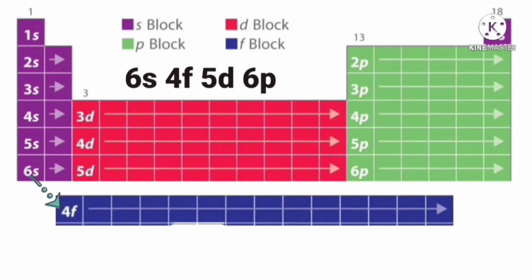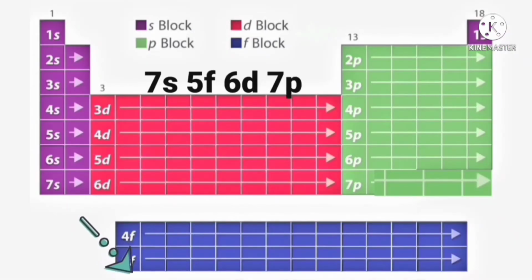The 4f sublevel fills during the sixth period. After the 6s sublevel fills, the 4f sublevel fills with its 14 electrons. This is followed by the 5d and 6p sublevels. Notice that for the f block or sublevel, the number in front of the f is always 2 less than the row it is in. For example, 6s, 4f, 5d and 6p. The seventh period is similar to the sixth period. There are the 7s, 5f, 6d and 7p sublevels.